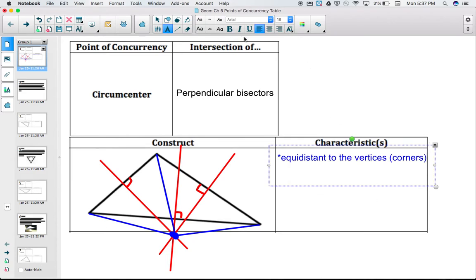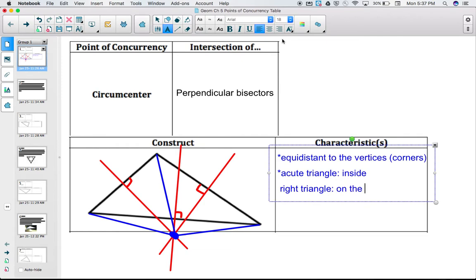There's another set of facts about that. We haven't talked too much about this, but if you were going to find the circumcenter of an acute triangle, it turns out that it would be inside. If you were going to find the circumcenter of a right triangle, the circumcenter would be on the hypotenuse of that right triangle. And lastly, as shown in this picture, if you're finding the circumcenter of an obtuse triangle, it's outside that triangle.